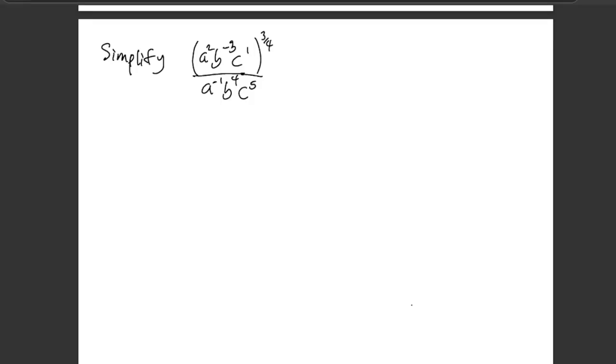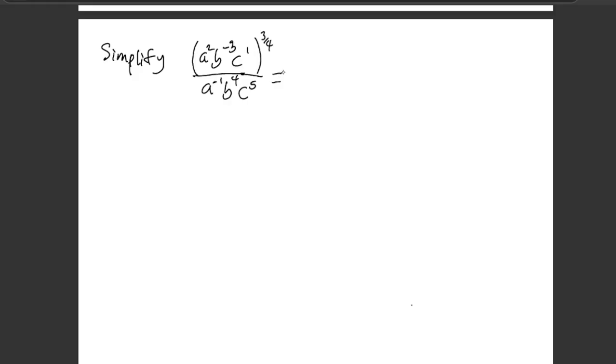Here's another question. You have to simplify a squared b to the power minus 3 c to the power 1, all raised to the power 3 over 4, over a to the power minus 1, b to the power 4, c to the power 5. Now you notice that there are a, b, c on the numerator and also on the denominator side. That means we have similar bases. But let's try to simplify the powers of those numbers.